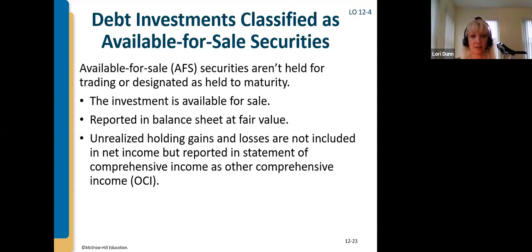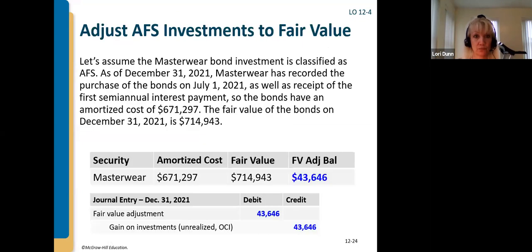It's reported as a component of other comprehensive income on that statement. So it kind of bypasses the income statement, never gets reported in net income, and flies right into equity as other comprehensive income. It's just the placement of the unrealized gain or loss. And that's what the FASB has told us to do. So let's take a look. The journal entry is going to look a lot similar. You buy the bond at a discount. You amortize the discount for the first interest payment. That doesn't change.